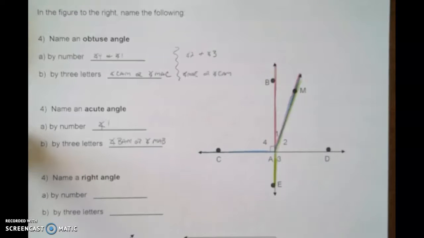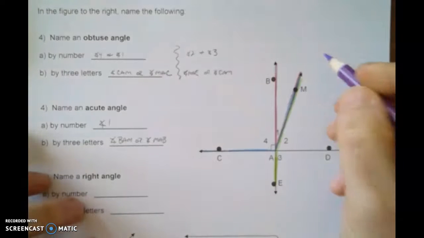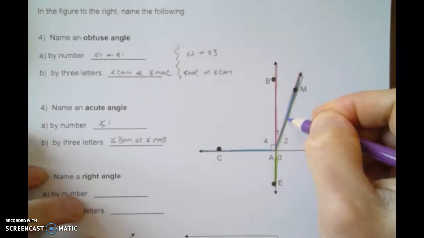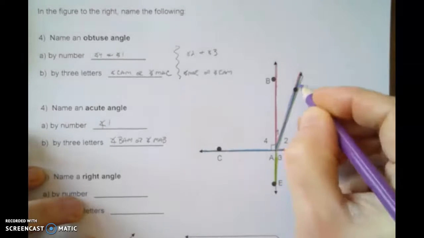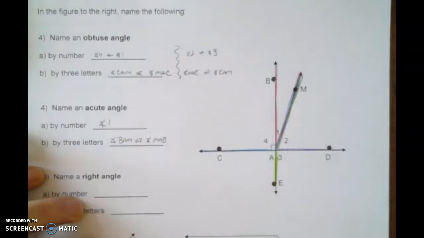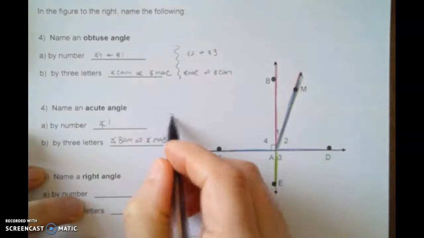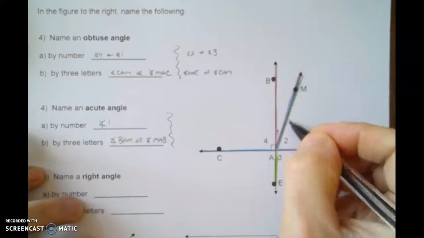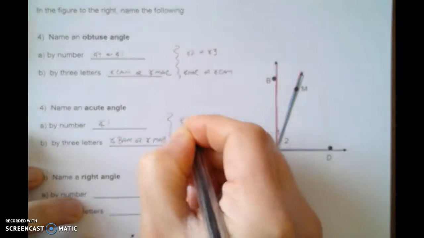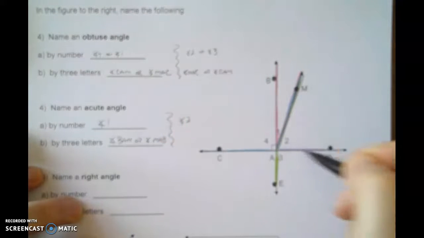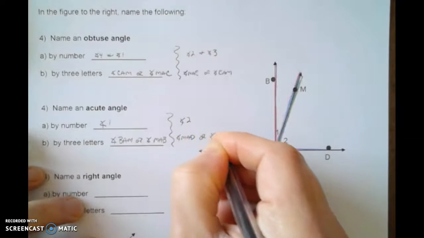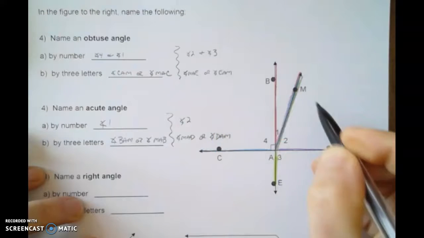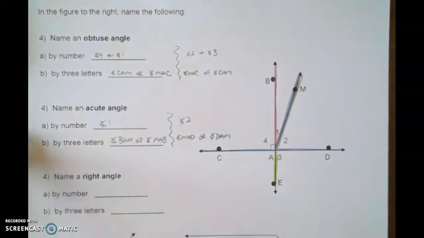Okay, I had a different one. If I used a different color, let me pull out purple. Okay, and I could see another acute angle right here. Here's another acute angle. And so if I decided to look at the purple angle, this time by number, that's angle number 2, which is angle MAD, or I could call it angle DAM. That's the purple angle that I put right here.